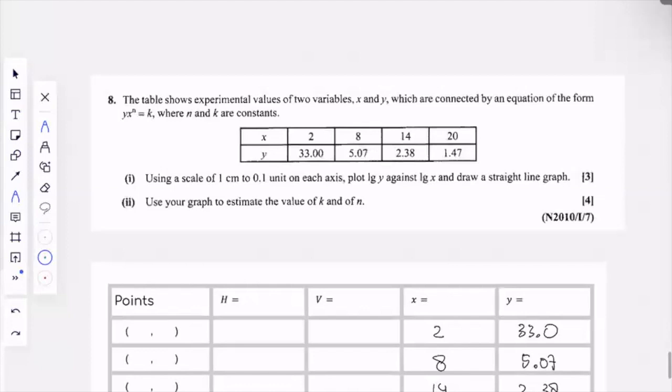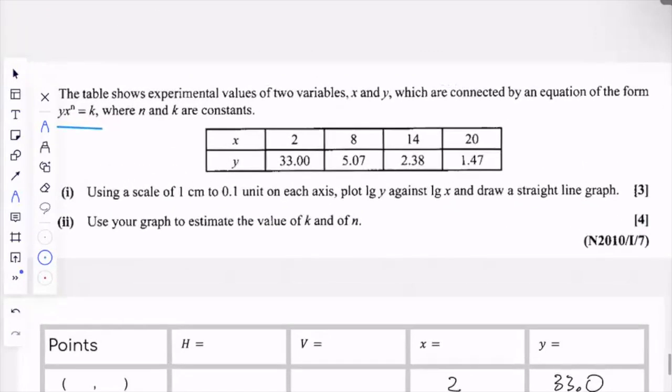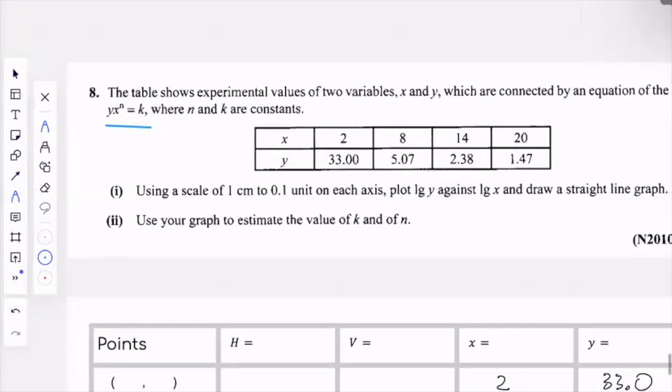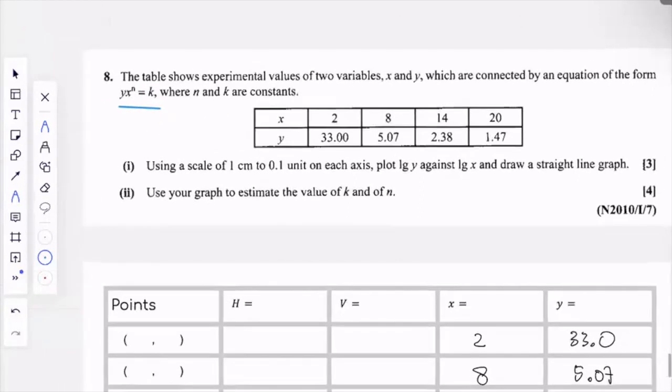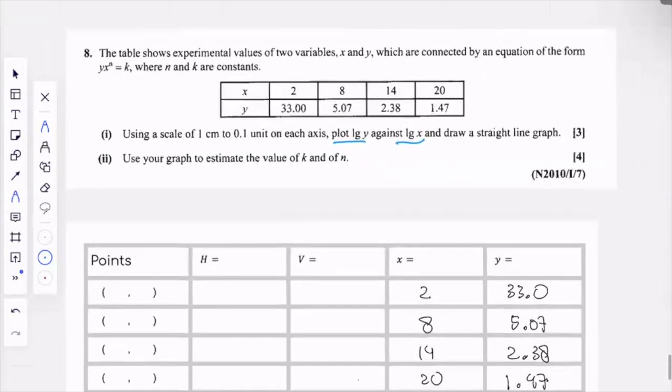Okay, I read the question. The table shows experimental values of two variables x and y, which are connected by an equation of the form y x^n = k, where n and k are constants. They give you a table with the values of x and y. Using a scale of 1 cm to 0.1 unit on each axis, plot log y against log x and draw a straight line graph. Yeah, that's the first question. They ask you to plot log y against log x.